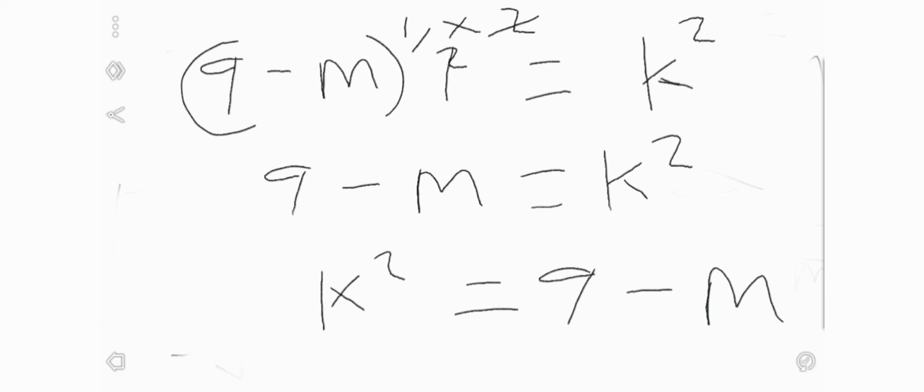So given that this root differs by 2k, where k is a member of real number and k is not equals to 0, show that k squared is equals to 9 minus m. This is how you should prove it. Okay, now moving to the next question.